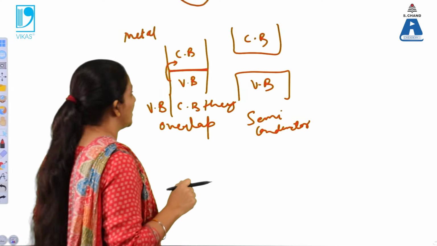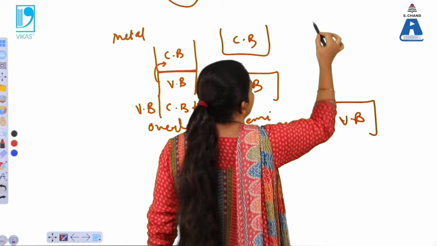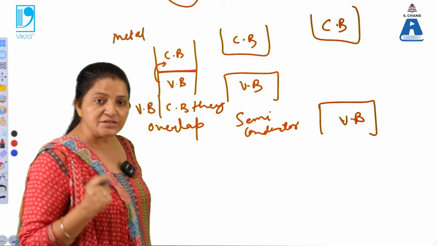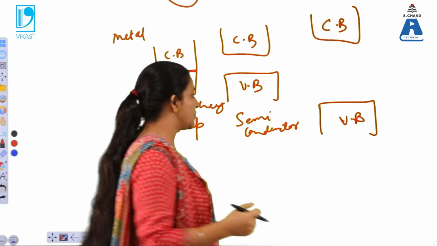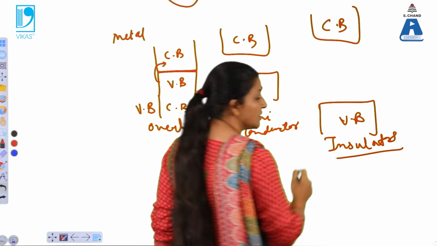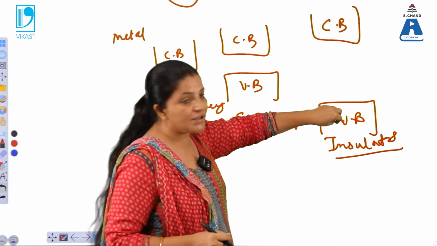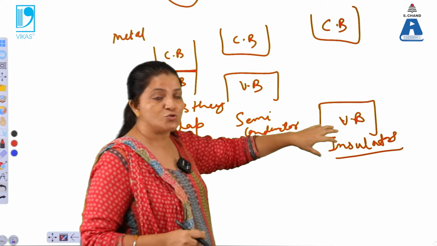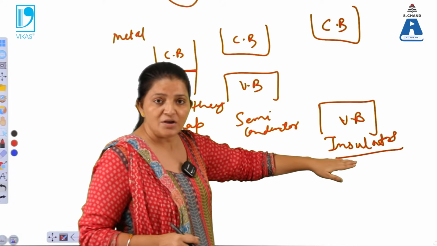While in the case of insulators, the gap between the valence band and the conduction band is very large. So that means it is not easy for the electron to jump from the valence band to the conduction band. That's why these materials are known as insulators. Insulator means the gap between the valence band and the conduction band is very large, and it is not easy for the electrons to jump from the valence band to the conduction band. So that's why insulators are very bad conductors of electricity. The electricity cannot be conducted in the case of insulators.